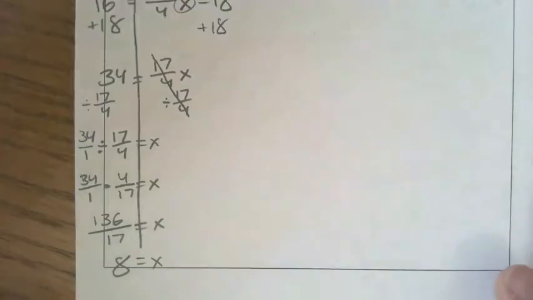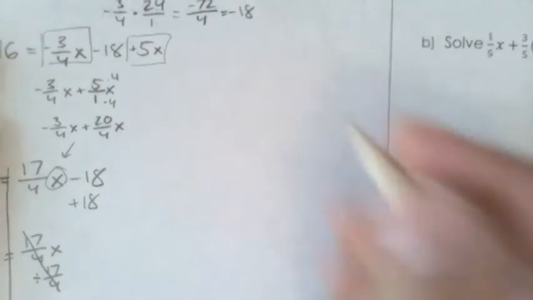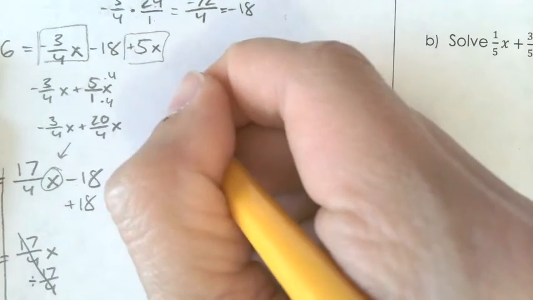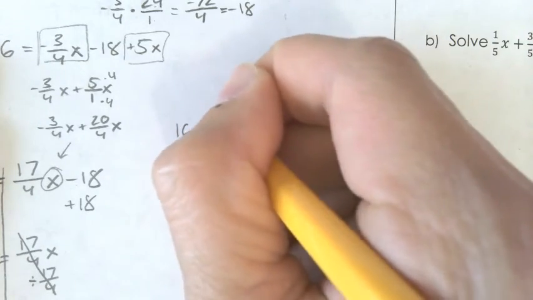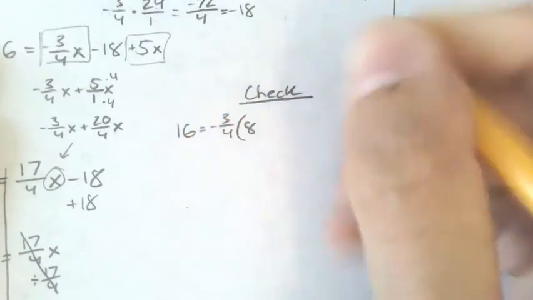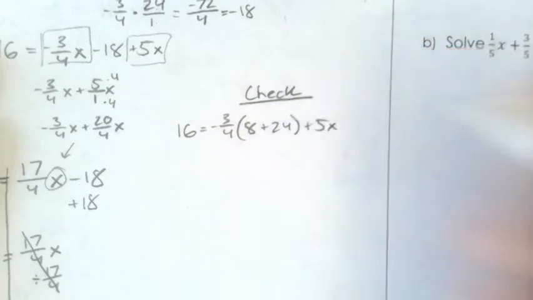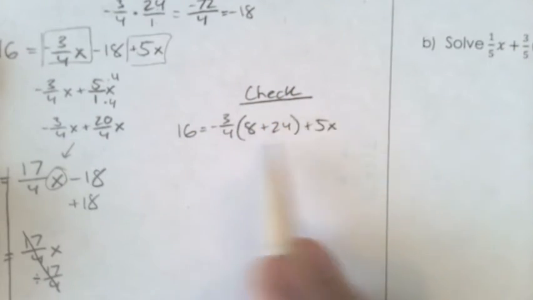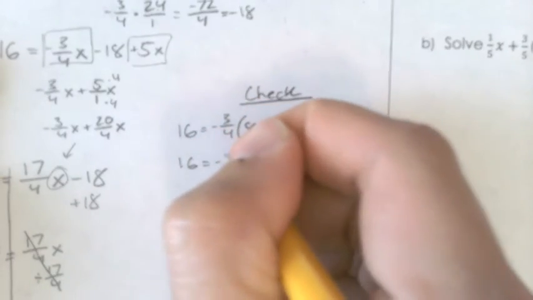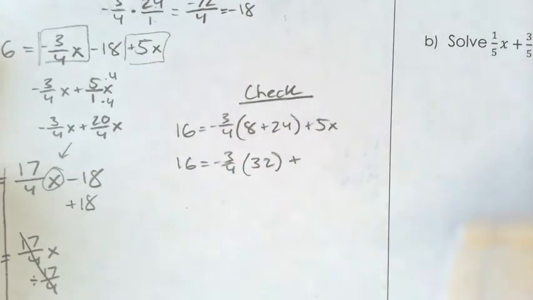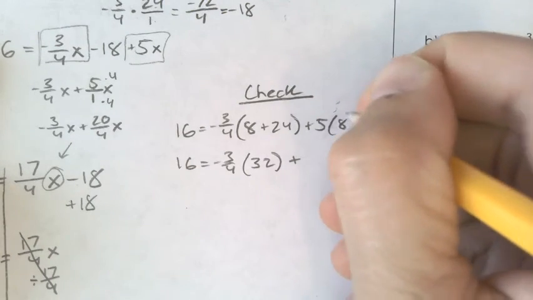Now we need to check that answer. So I'm going to move back up here. Okay, so my equation was 16 equals negative 3/4 times the quantity x, which is 8, plus 24, plus 5x. Start with parentheses first. 8 plus 24, that's 32. Oh, I put an x when I should have put an 8, because that's what x equals.